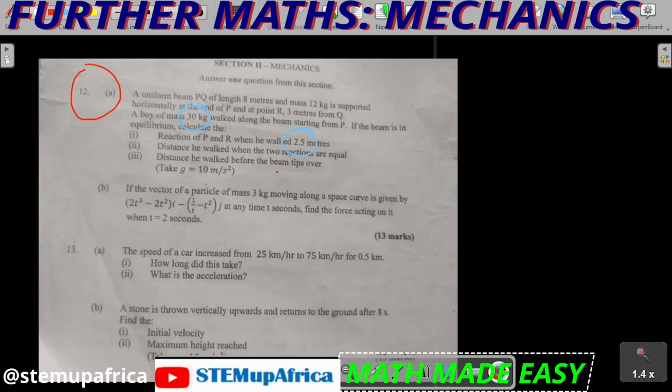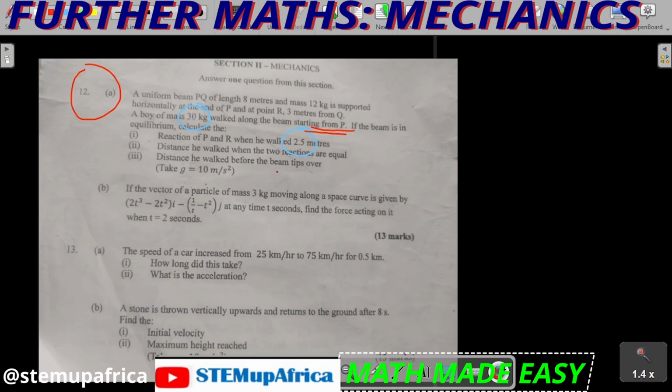Question Roman figure 2, the distance he walked when two reactions are equal. It means that the boy walked a distance of 1.9 meters from P, because they say the boy started walking from P. So he walked 1.9 meters from P. Then Roman figure 3, the distance he walked before the beam tips over.